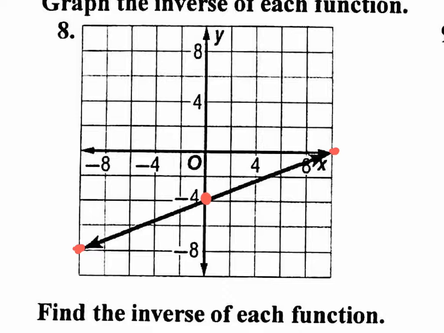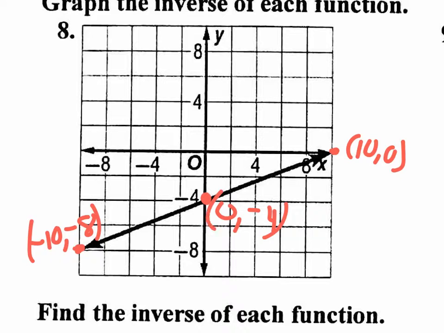Now, remember, the inverse is simply switching x and y. So if you want to, go ahead and name these coordinates. This one that's way on the edge is actually 10, 0. This one over here, way on the edge, is -10, -8. And this one in the middle is 0, -4. So what you need to do is switch all the x and y's, and then just plot those points and then draw your line.